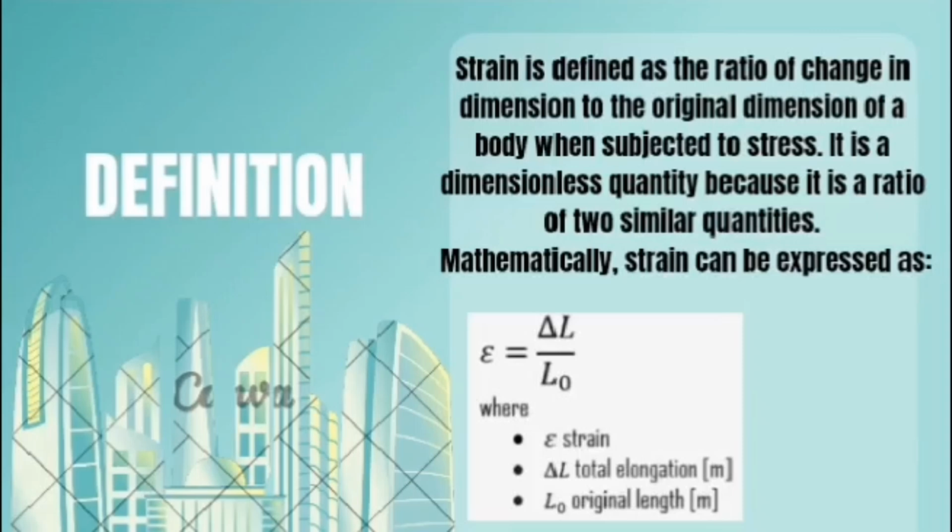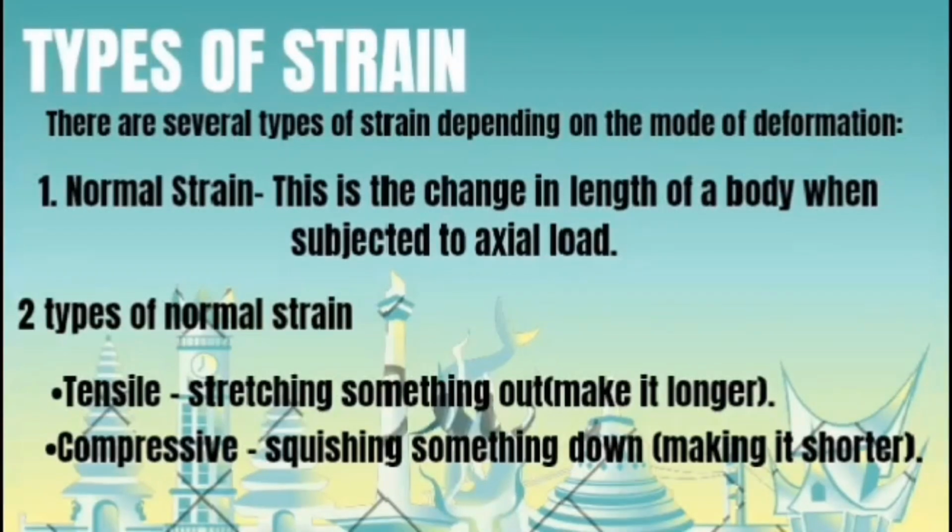Because it's a ratio comparing the change to the original, it has no units like inches or centimeters. It is just a number that represents the intensity of the deformation. So mathematically, it is expressed as strain equals change in dimension over the original dimension. There are types of strain. So there are several types of strain depending on the mode of deformation.